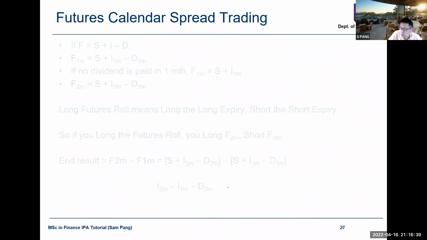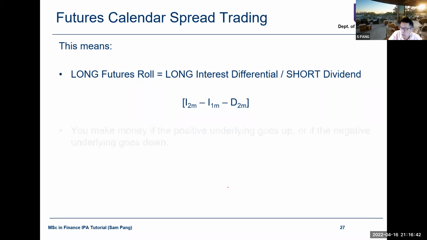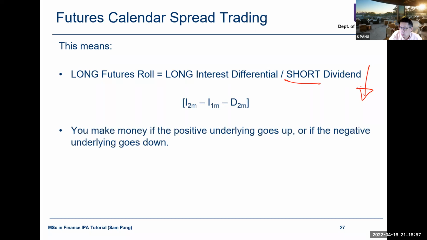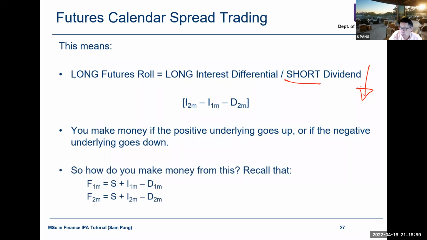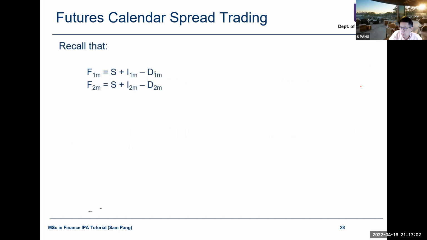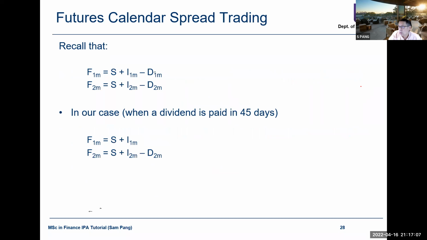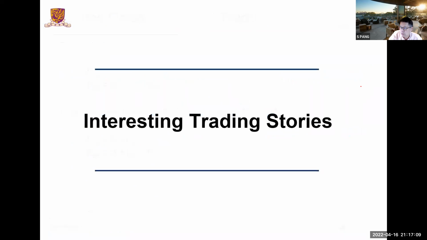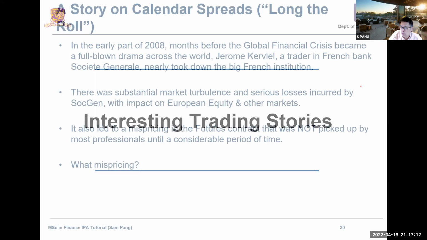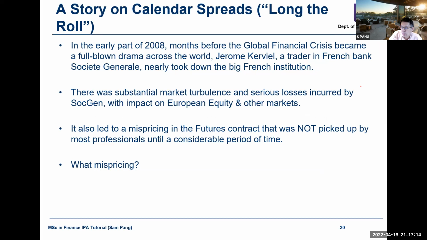The story is regarding, just in summary. When you are long the futures roll, it means you are long the interest rate differential and you are short the dividend. So if you short something and it goes down, then you make money. And this is just a summary of what I've been saying to you for the last 10 minutes. Now, I'm going to finish off telling you a very interesting story about Soc Gen, the French bank.